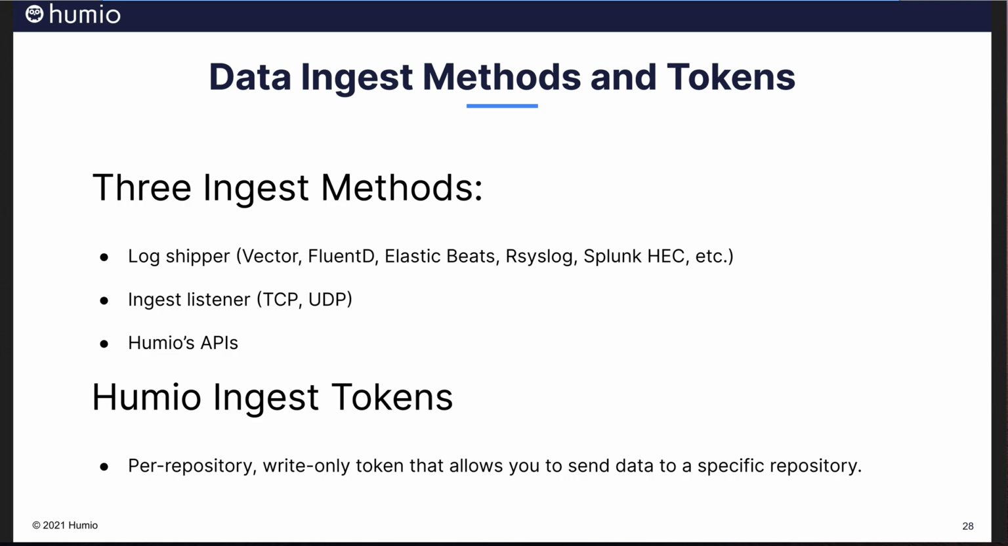Humio supports 3 ingest methods: shippers like Vector and FluentD, listeners via TCP or UDP ports, and the Humio APIs. Also supported are ingest tokens. Ingest tokens are per repository tokens that allow you to send data to a specific repository. They are also write-only, meaning that you cannot query Humio or log in or read any data with these tokens.